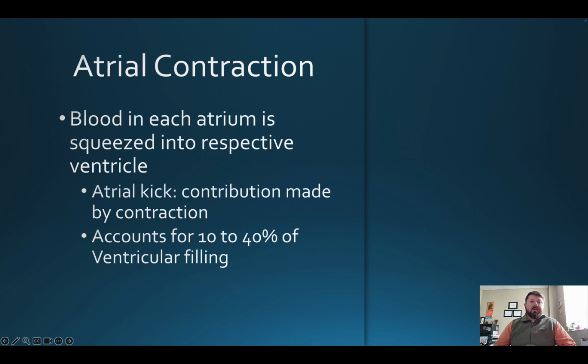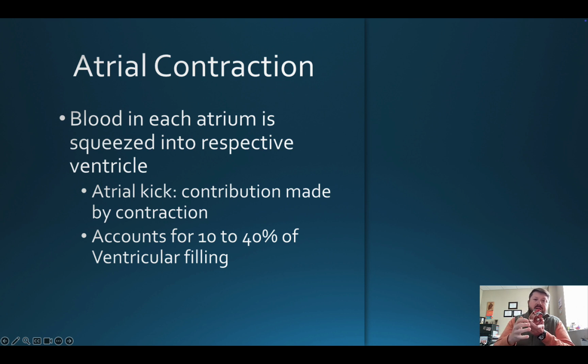So during atrial contraction, the blood in each atrium is squeezed into the respective ventricles. So during ventricular diastole, the atria are pushing blood into the ventricles. If you think about the anatomy of the heart, you'll remember that the atria are on top of the ventricles, right? So the atria are not very muscular, so they don't have a real strong squeeze. They depend heavily on the AV valves opening and gravity pulling the blood into the ventricle.